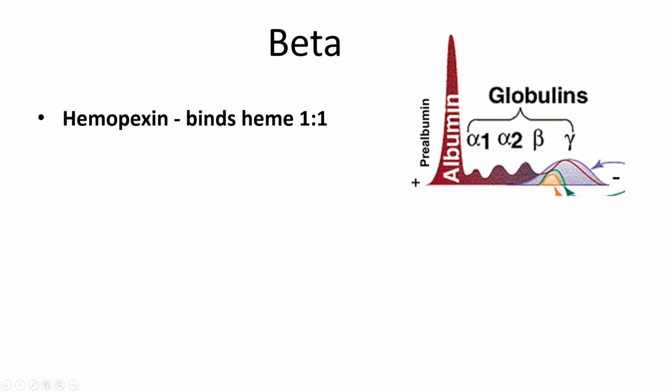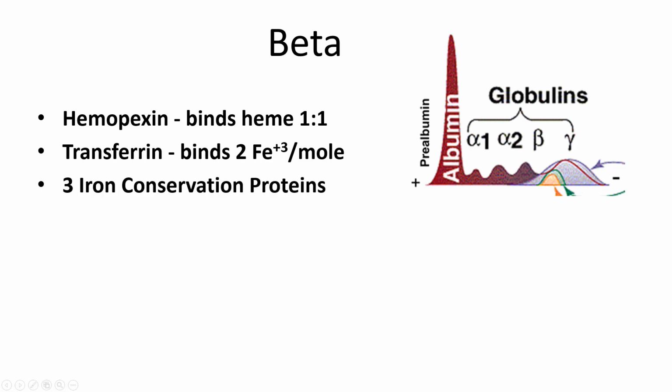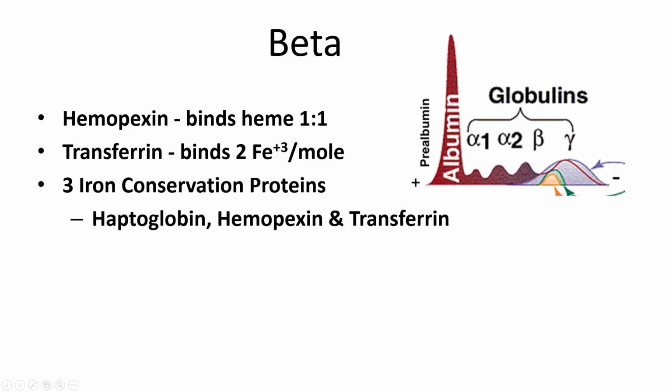So in the beta region, we have hemopexin that binds heme one-to-one. We have transferrin that binds iron, 2 moles of iron, Fe3+, per mole. And we have three iron conservation proteins: haptoglobin, which binds hemoglobin, hemopexin, which binds heme, and transferrin, which binds iron.